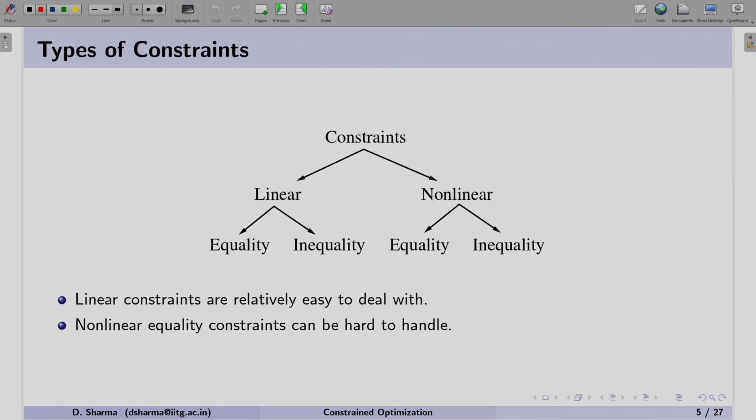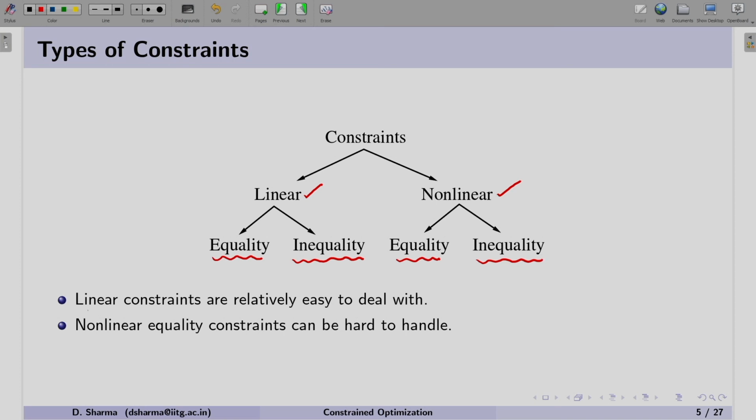There are various kinds of constraints. Now, let us see that. We can have constraints like linear equations or we can have non-linear equations. Inside these two categories, we can have equality constraints as we have shown in the previous slide, and we can have inequality constraints. Under non-linear constraints as well, we can have equality and inequality constraints. So, these are the different types of constraints we can have in an optimization problem.